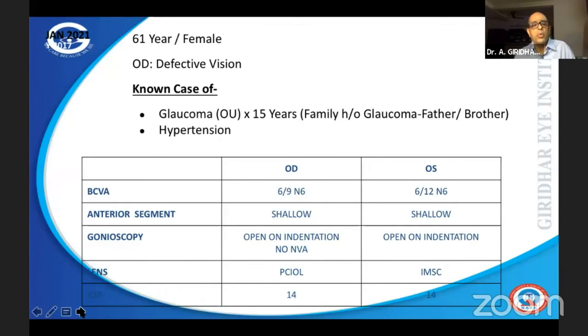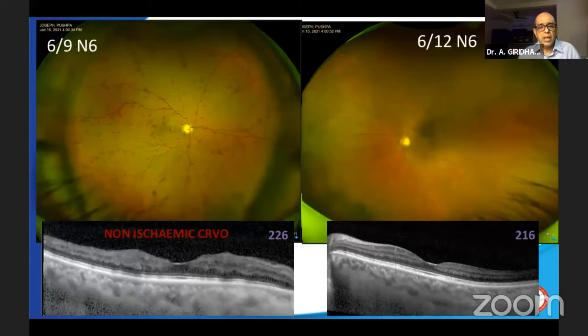This is a 61-year-old female who presented with defective vision in the right eye. She was a patient with primary open-angle glaucoma, and she was pseudophakic in the eye that was affected, with an immature cataract in the other eye. Now, this is a classic picture of a central retinal vein occlusion, a non-ischemic CRVO, where we see the dilatation and tortuosity of the retinal veins with blot and flame-shaped hemorrhages.